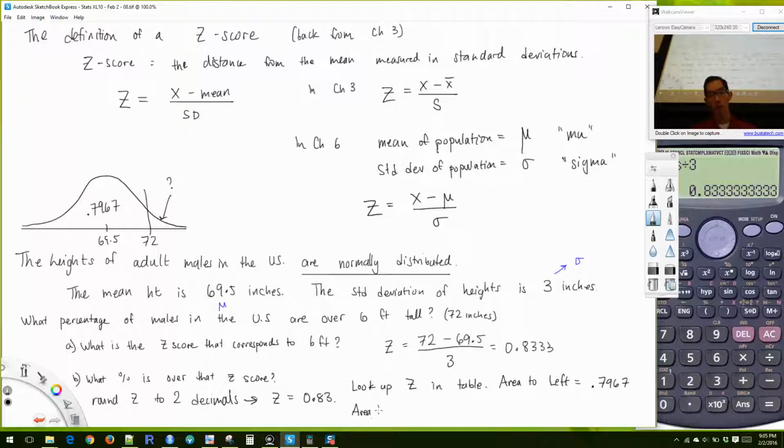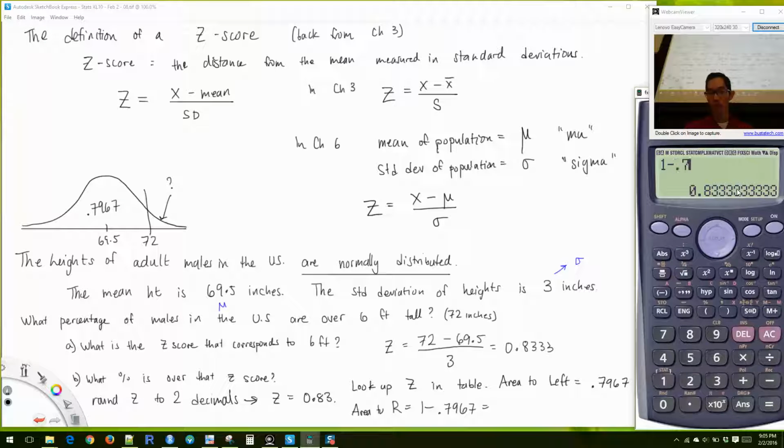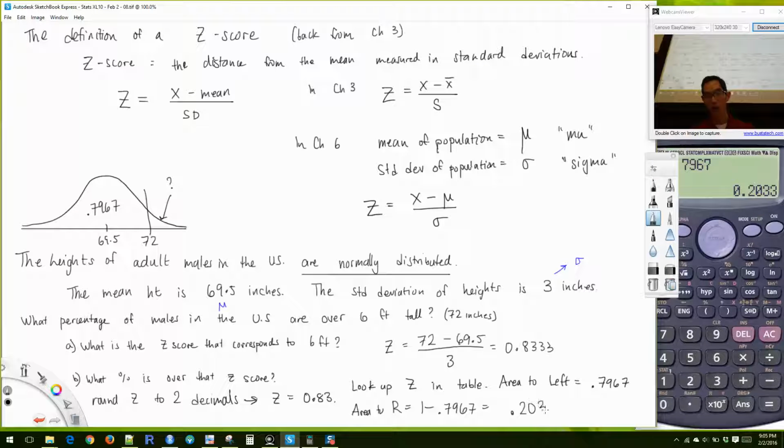So the area to the right is equal to 1 minus 0.7967, and I get 0.2033. So the question, what percentage of males in the US are over 6 feet tall? That answer is 20.33%. Okay, I'll let you guys write that down, and I'll give you another problem like this to practice.